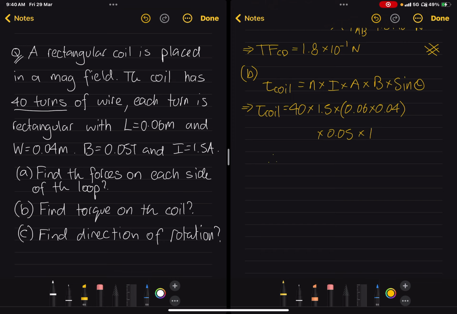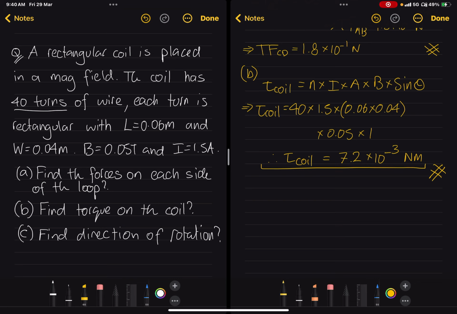If we plug this all in, we get torque on the coil is going to be 7.2 times 10 to the minus 3 newton meters. So this is our calculated torque on the coil.